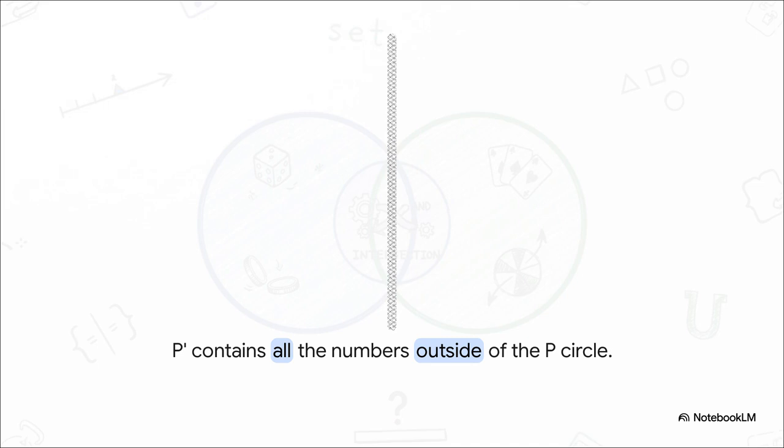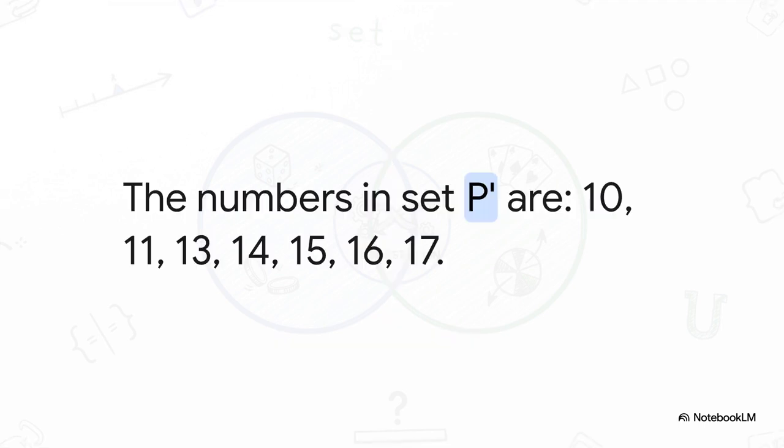Well, we're left with a couple of groups of numbers. You've got the ones that are inside the Q circle, that's 10, 14, and 15, and you've also got the numbers just floating around outside of both circles, 11, 13, 16, and 17. All of those together, that's what makes up P prime. So for the final answer, you just have to list them all out. The numbers in set P prime are 10, 11, 13, 14, 15, 16, and 17. And just like that, you've got the first mark in the bag.